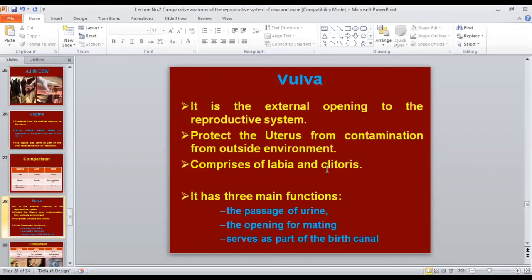As for the parts of the vulva, it comprises the labia and the clitoris, and it has the ventral commissure. It has three main functions. It provides the passage of the urine. Then it is an opening for mating. Plus, it also serves as part of the birth canal at the time of parturition.